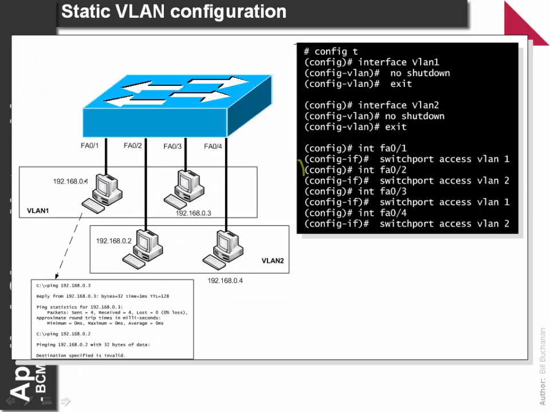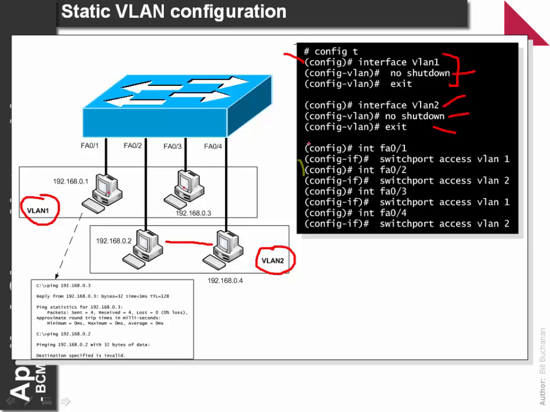So for static VLAN, what we have here are two nodes that connect to the same VLAN, and we have two other nodes which connect to the second VLAN. These ones connect to VLAN 1 and these ones to VLAN 2. So what we do is that we create our VLAN. VLAN 1 is normally created anyway, but we create it with interface VLAN 1 and we enable it with no shutdown. We create VLAN 2 and again we enable it.